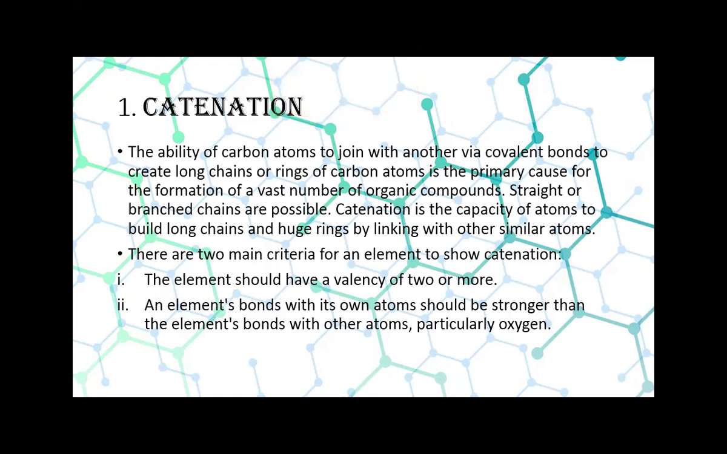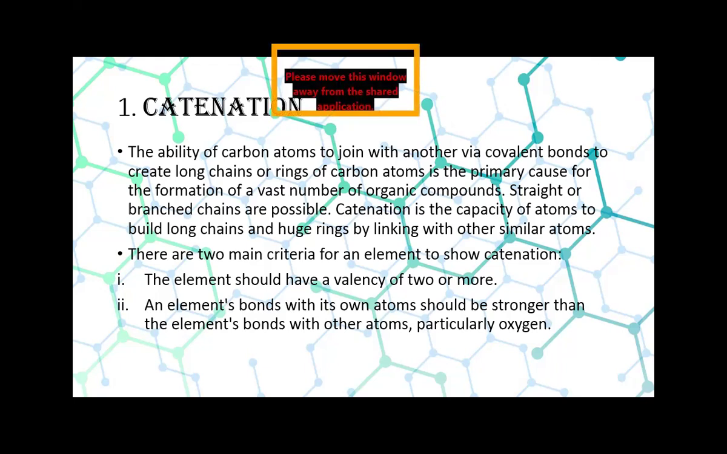For example, if the carbon-carbon bond is stronger than the carbon-oxygen bond, this means that carbon can form catenation, can form a long chain of carbon atoms, can form huge rings. The property is what? The element's bond with its own atom should be stronger than the element's bond with other atoms. For example, like carbon and oxygen.